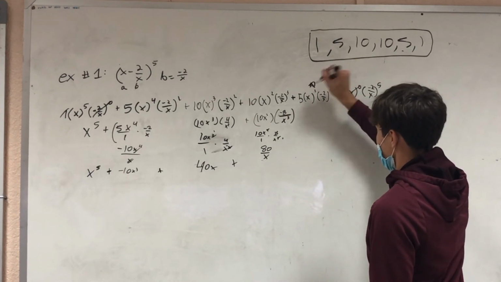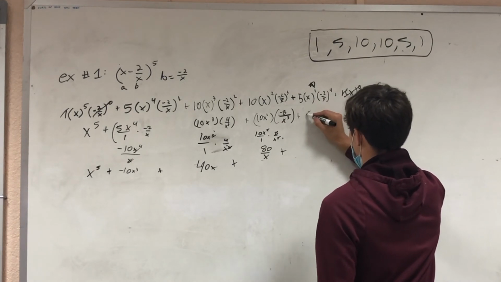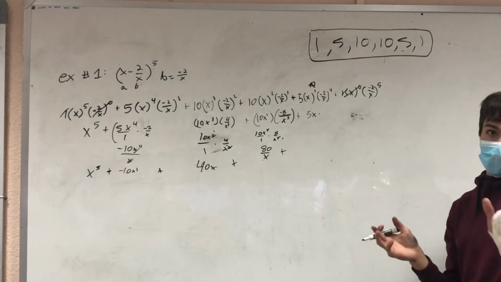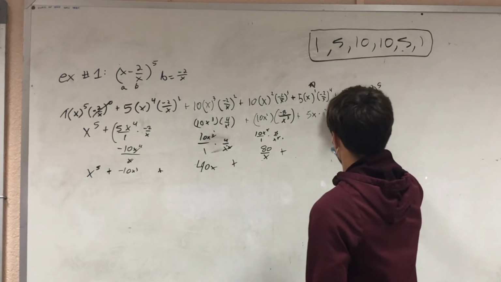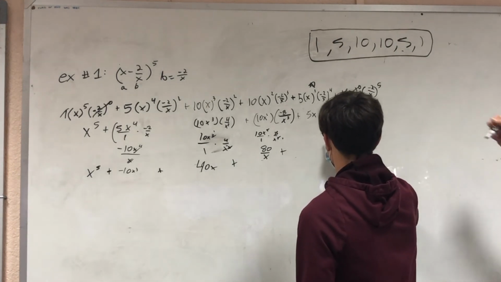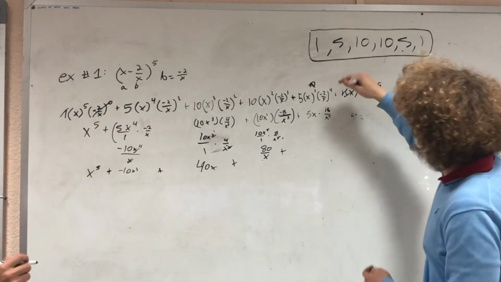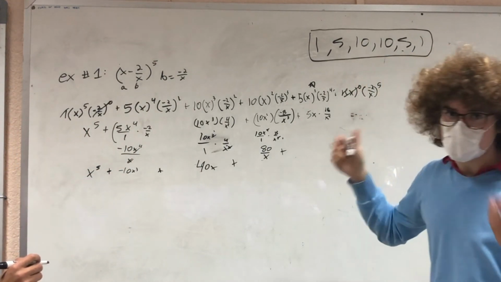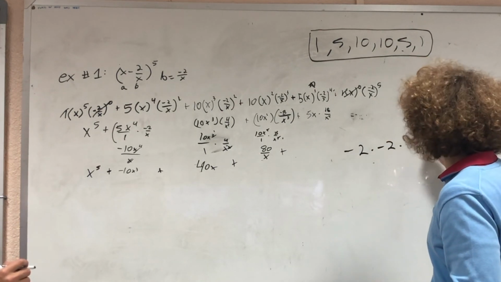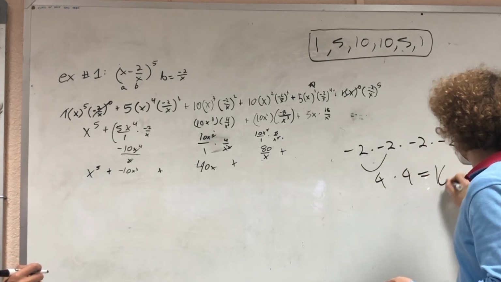Now we're on to this term here, okay? Plus 5x times, what's negative 2 to the 4th? Does anyone know? I know. 16. 16 over x to the 4th. And negative 2 to the 4th is 16, which is positive because, as mentioned earlier, this exponent is even. And so what it means is minus 2 times minus 2 times minus 2 times minus 2, which is 4 times 4, which is 16.